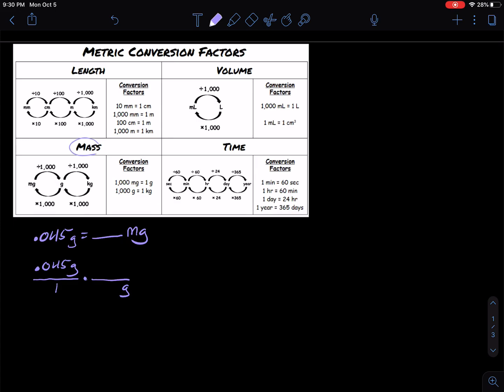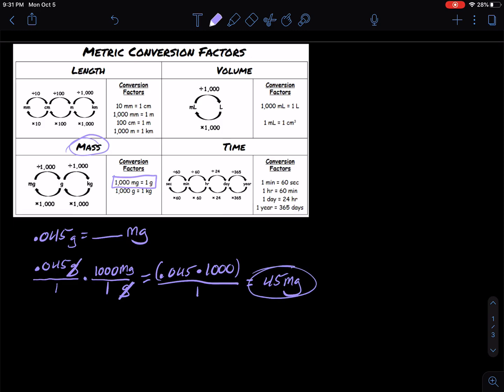We know grams is a unit of mass. And it says here, grams equals milligrams. 1,000 milligrams equals 1 gram. So the 1 stays with the gram, and the 1,000 stays with the milligrams. The grams cancel out, and you get 0.045 times 1,000 all over 1, which equals 45 milligrams. That would be a bright summer morning.